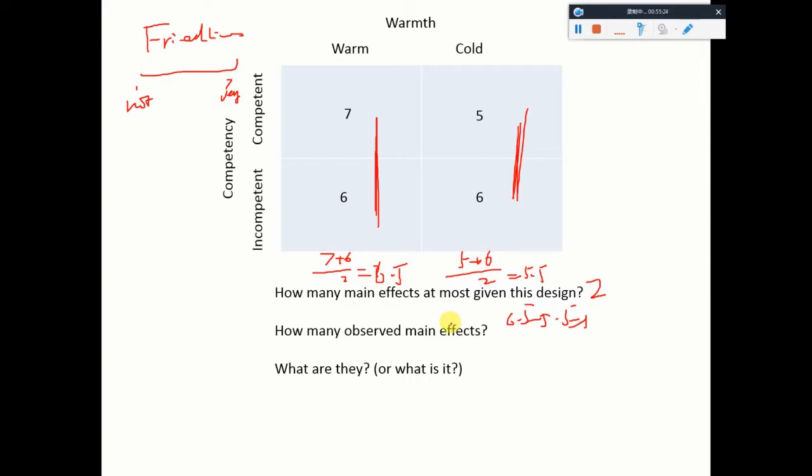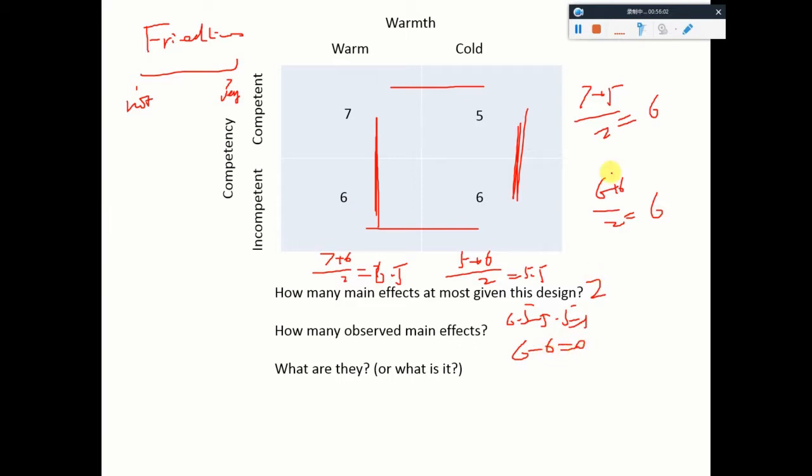Then is there a main effect for competency? To work out the main effect for competency, we'll work out these two marginal means. The marginal mean for competent will be 7 plus 5 divided by 2. That will give us 12 over 2, which is 6. The last marginal mean, 6 plus 6 divided by 2, that's 6. So what is 6 minus 6?